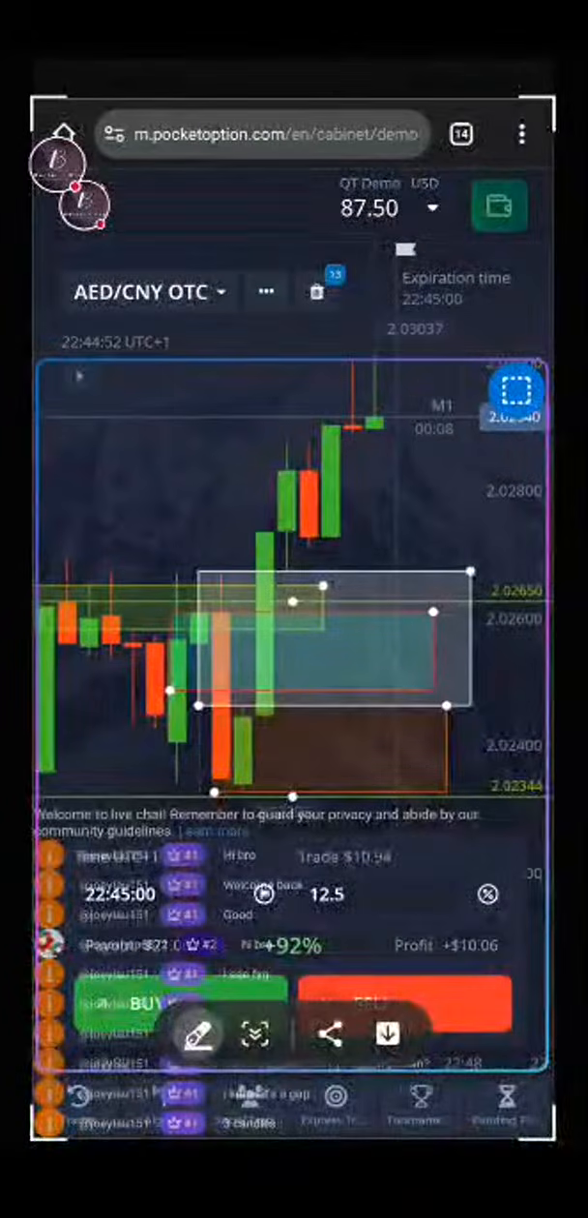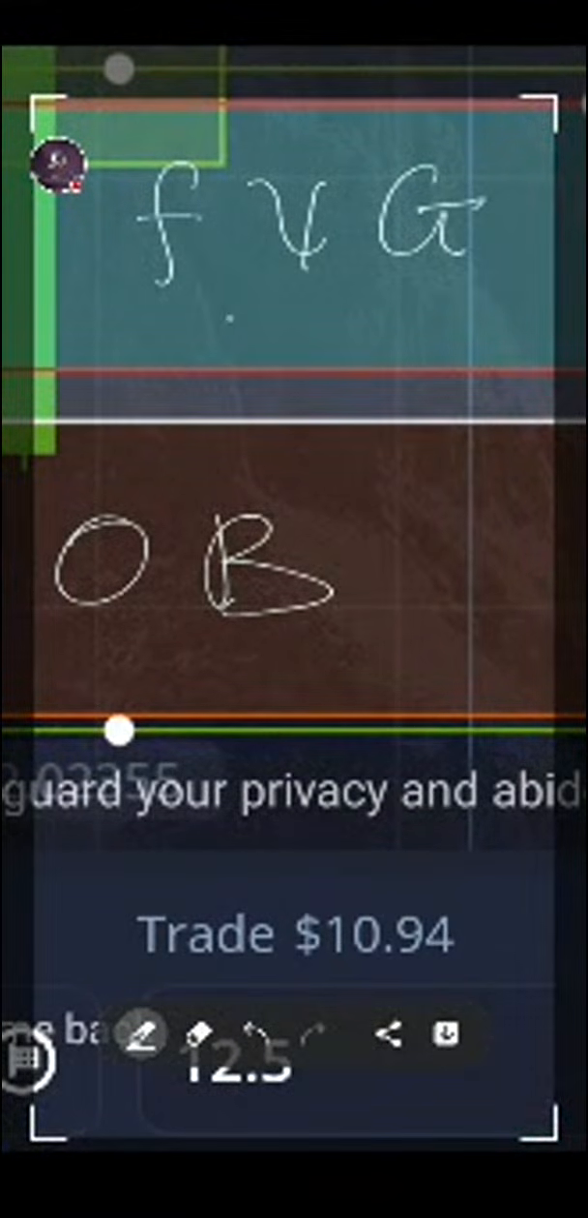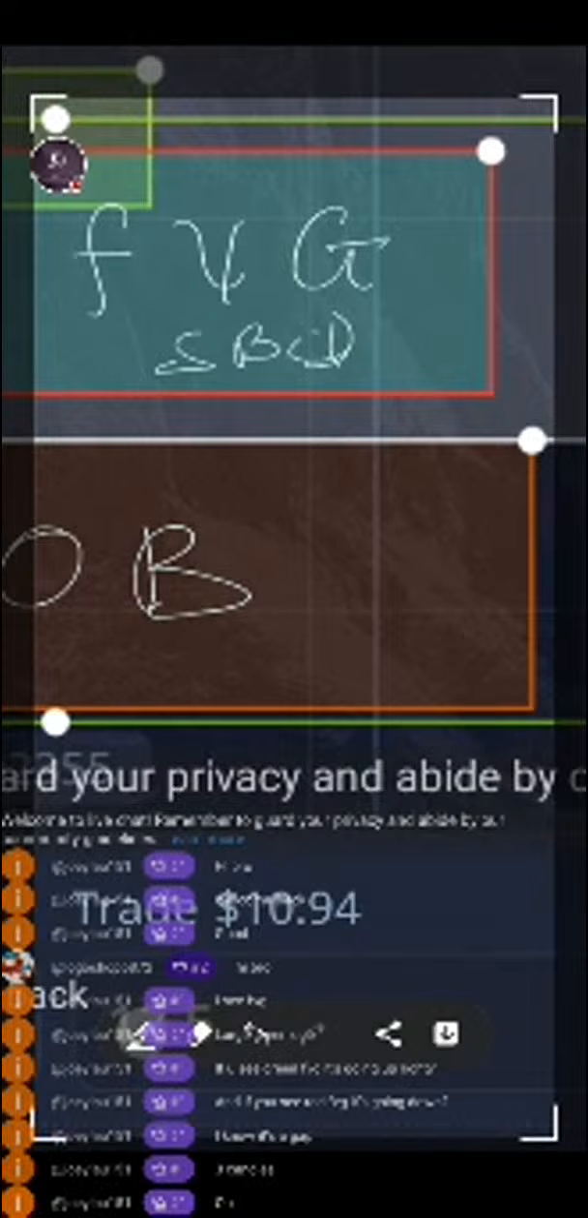So let me show you quickly. Now, you see this area, that block is the order block, and this one is the fair value gap. Now, this area is not just a fair value gap alone, it's also an SBD, supply become demand. So it's also an SBD. There's a lot going on in this market right now, because this area too was an area of resistance before.